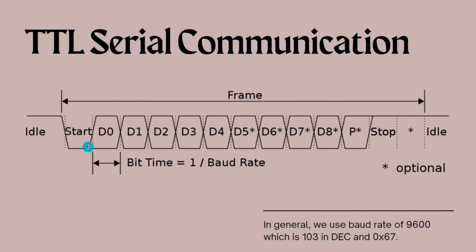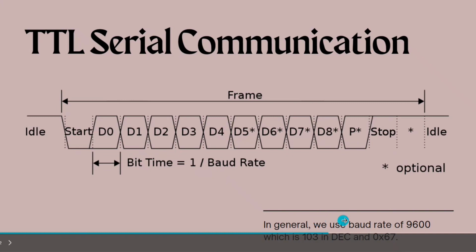This here is the starting bit, which will always be 0, and this is the data they will send, which might be 5 to 9 bits. And here is a stop bit, which will always be 1 until it starts again to be 0. As you can see here, bit time is equal to 1 over baud rate. And in general, baud rate would always be 9600.